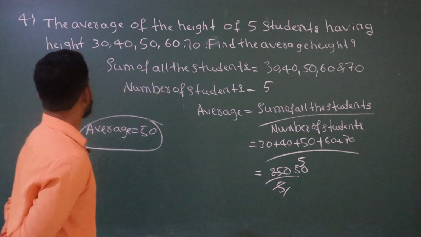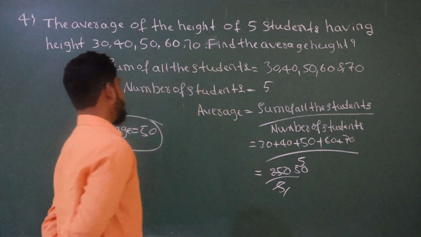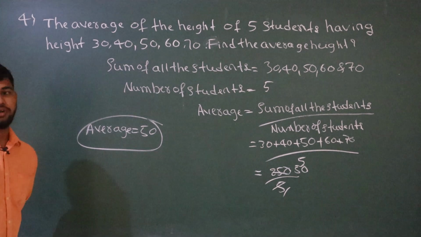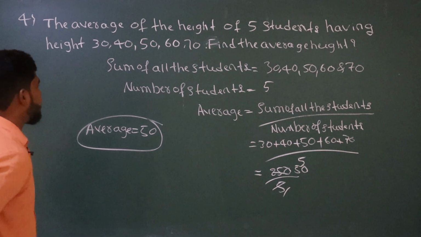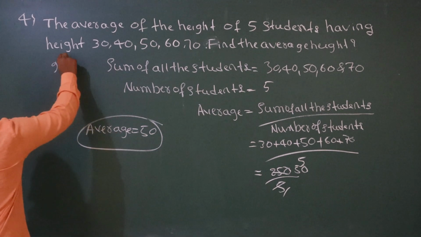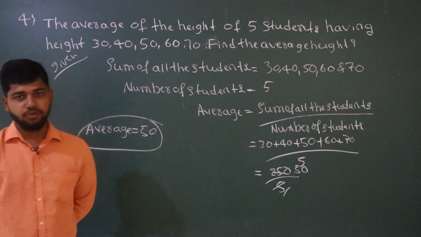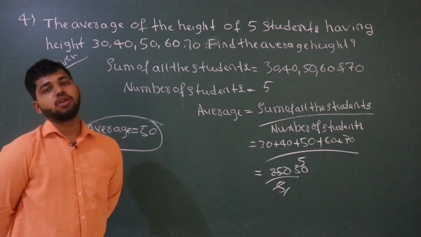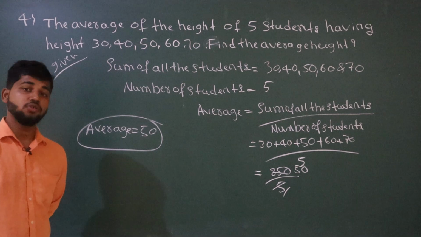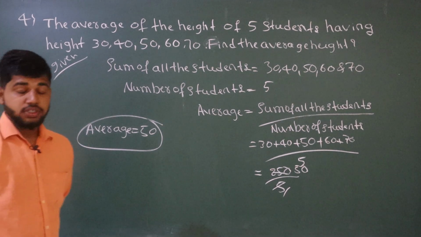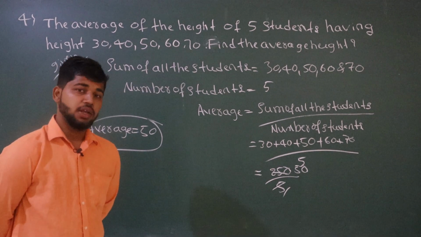What does the question ask? The average of the heights of the 5 students having the heights 30, 40, 50, 60 and 70. Find the average. They have given the sum of all the students is equal to 30, 40, 50, 60 and 70. The number of students is equal to 5, as there are 5 students in the class. Now, average is equal to the sum of all the students divided by the number of students.